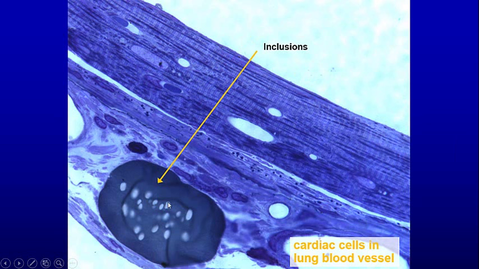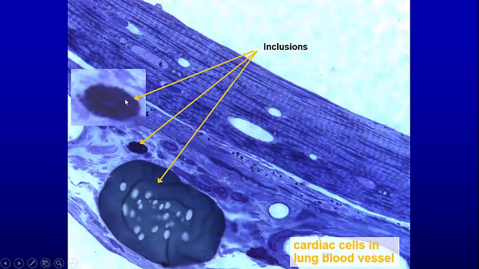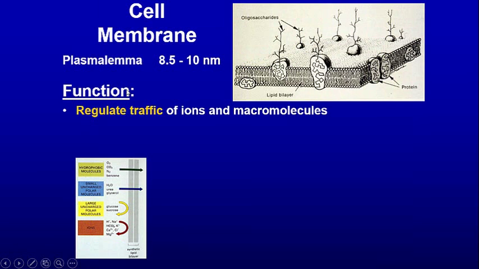Inclusions, you see this big fat globule there. Also, there's inclusions in this mast cell. You see the nucleus and we see the granules inside there. Those are inclusions. Now, if we look at the cell membrane, it's about 8 to 10 nanometers in thickness.